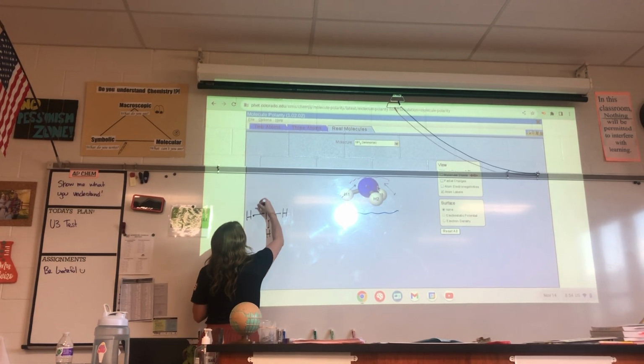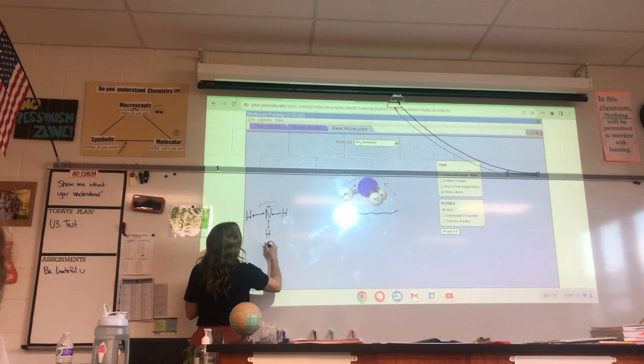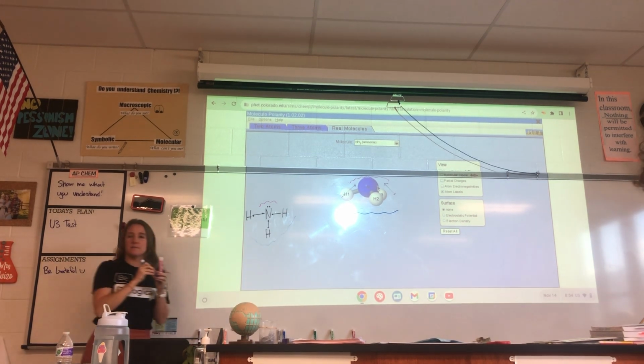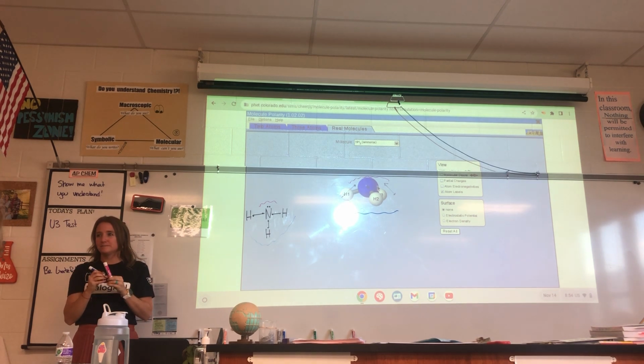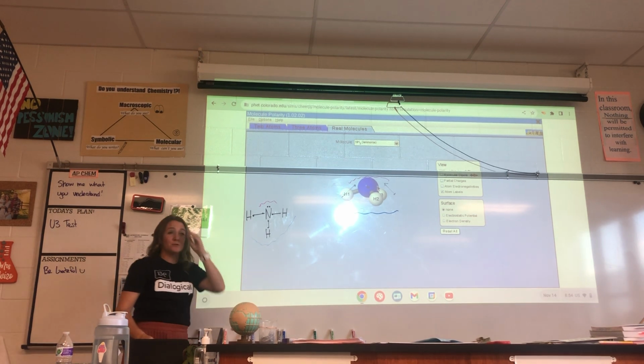So you should have literally pink up top, blue on the bottom, that's your polar molecule. You don't have to do the arrows, mostly I want to see the colors. You can do the arrows if it helps you to know which way.